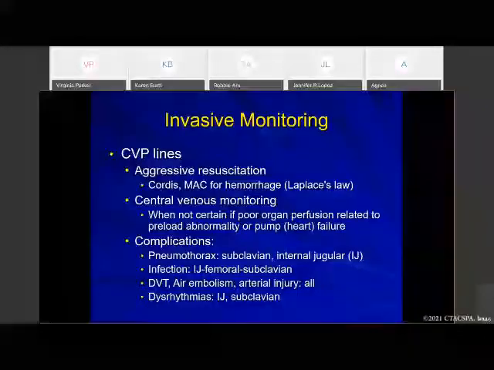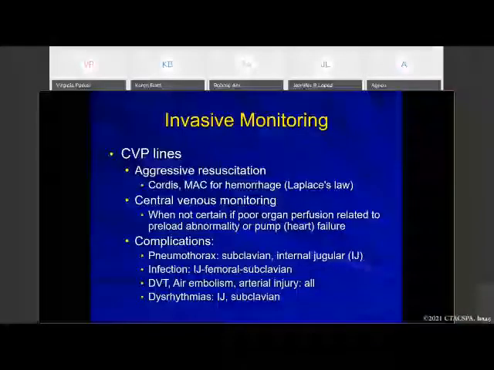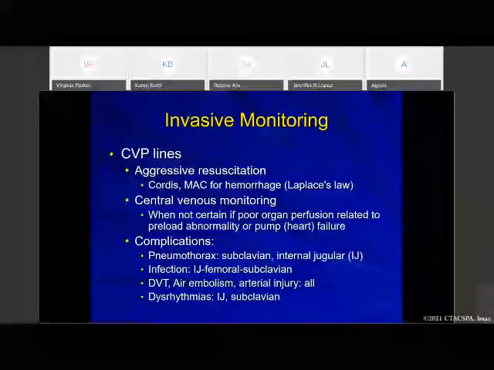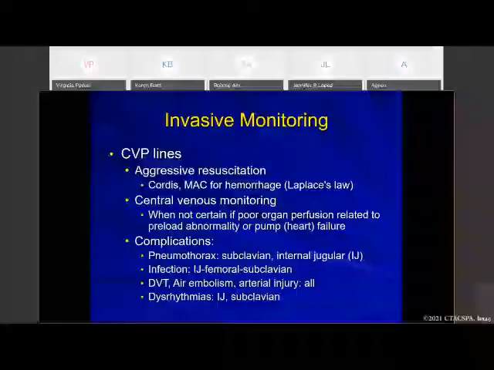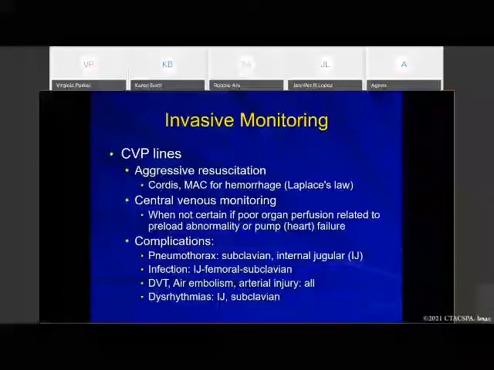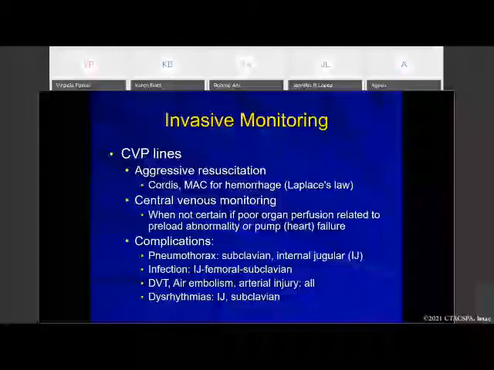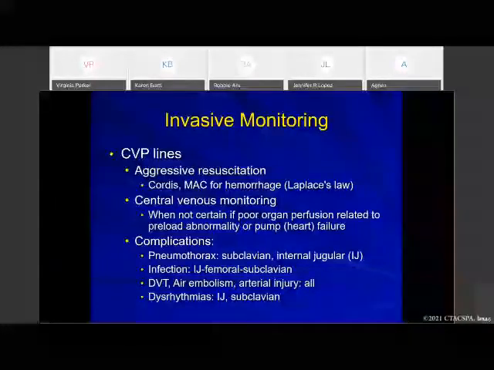For CVP lines, use them for aggressive resuscitation, or if you need central venous monitoring, for patients who have poor organ perfusion, particularly people who have pump failure or heart failure. The complications are pneumothorax, more for subclavian, and some infection with an internal jugular. Actually, an IJ has the highest risk of infection, mainly because of the way it's on the neck and it's hard to keep it dressed well.